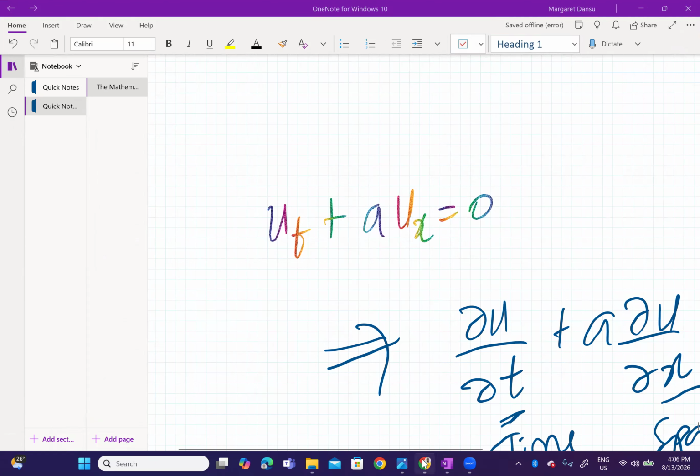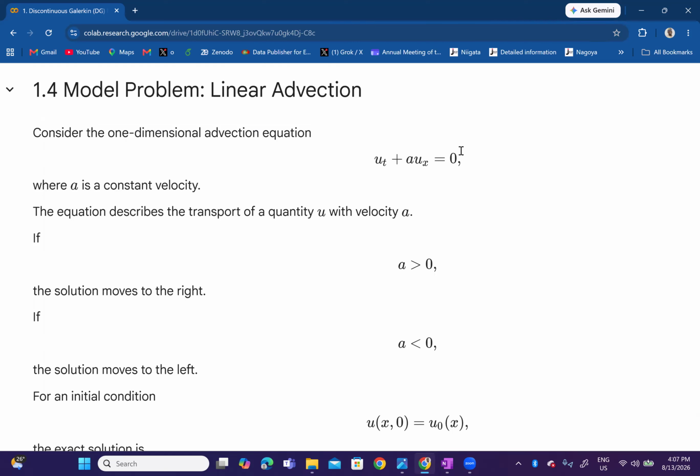In that case, a is a constant velocity. And the equation describes the transport of quantity u with velocity a. This u can be heat, it can even be flow or anything, but we know there's a transportation happening. So the equation describes the transport of a quantity u with velocity a.